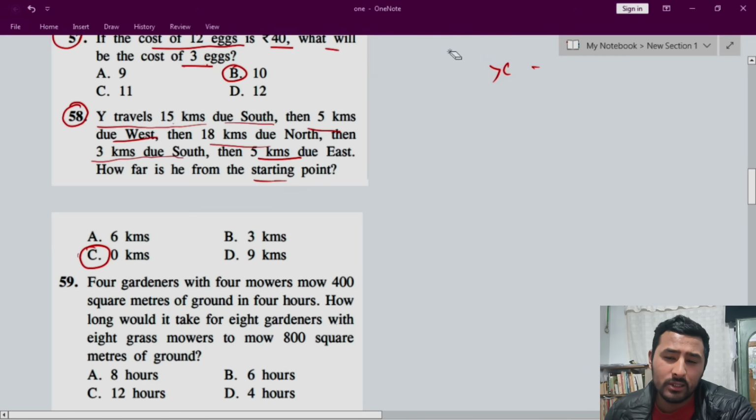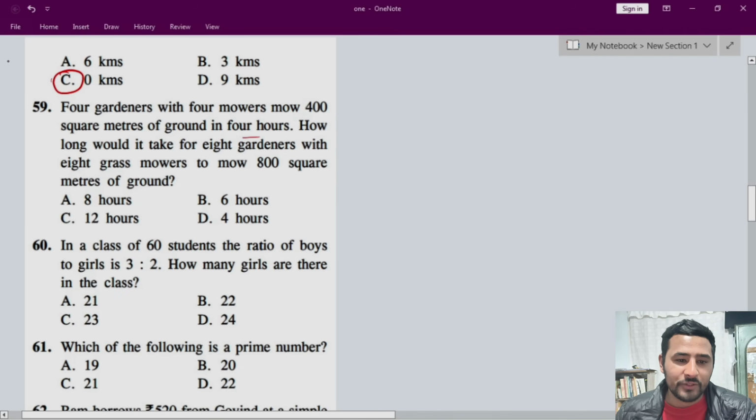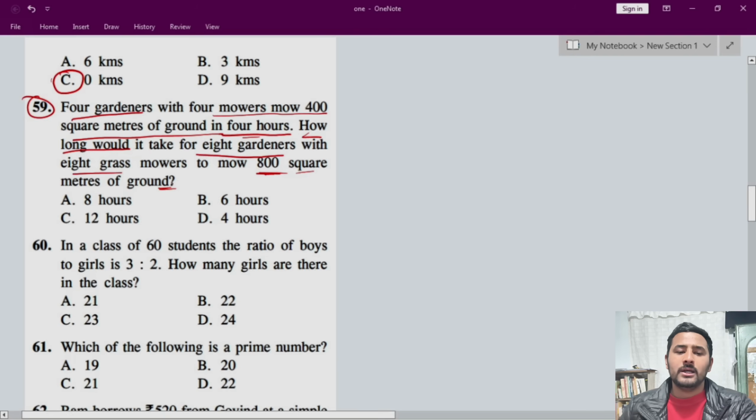This type of question is not that tough, but you have to be careful with the question. Okay, let's look at question number 59. Four gardeners with 4 mowers mow 400 square meters of ground in 4 hours. How long would it take for 8 gardeners with 8 grass mowers to mow 800 square meters of the ground? Okay, for this type of question, you have to use one formula. First of all, you have to know what is given. So let me tell you about the question first.